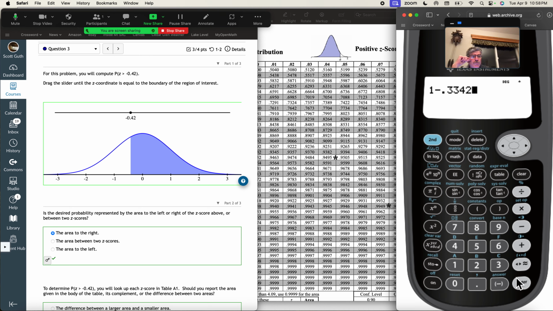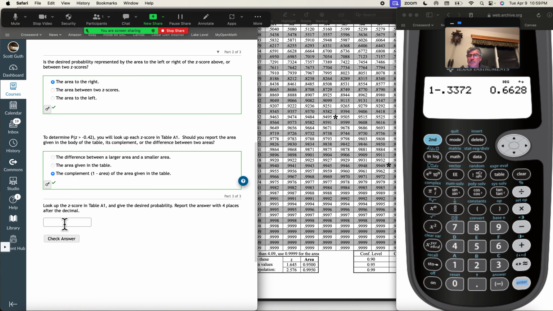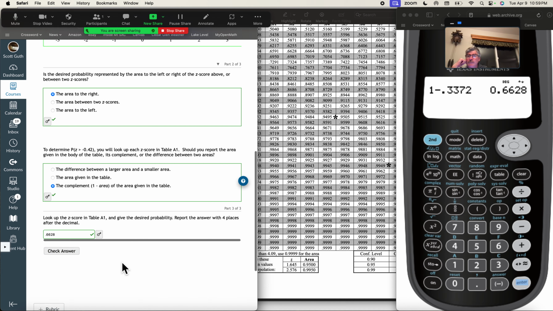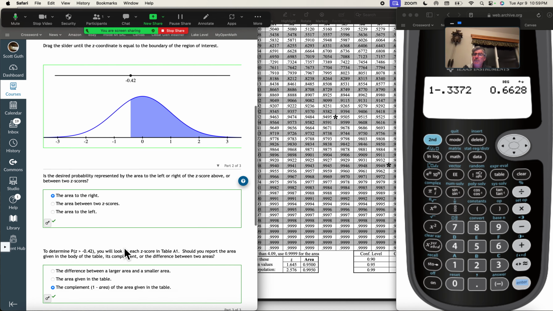So 1 minus 0.3372 will give the right answer. So the final answer should be 0.6628. And that should just be great. And it is. Okay, and so then we're going to do one more.